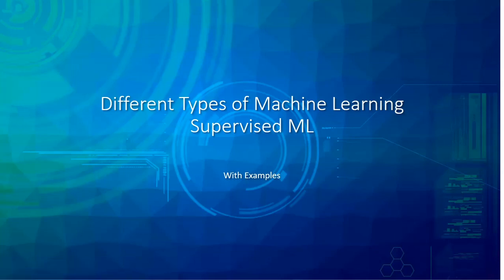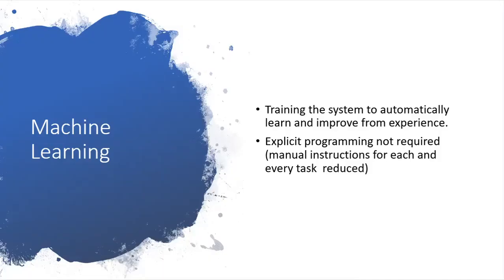And today we shall be discussing different types of machine learning, with special focus on supervised machine learning with examples. So let's first understand what machine learning is. It is very simple, actually. I want to train my machine to automatically learn and improve from experience from the data, without having the trouble to program it, to manually give instructions for each and every task. So this is what machine learning is: it makes your task easier because you don't have to program for everything, and your machine just learns and makes good outcomes and predictions.